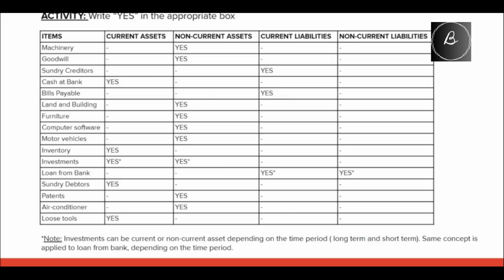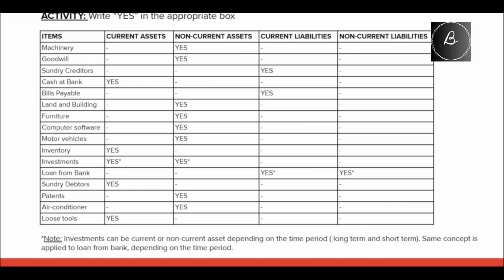Computer software, which is an intangible asset, just like goodwill, will fall under non-current assets as well. And motor vehicle, which is a fixed asset, will fall under non-current assets. Inventory will come under your current assets, just like cash at bank. Investments would fall under current assets and non-current assets depending on the time period, that is, if it's long-term or short-term. The same concept is also applied to loan from bank depending on the time period. Sundry debtors would fall under current assets.